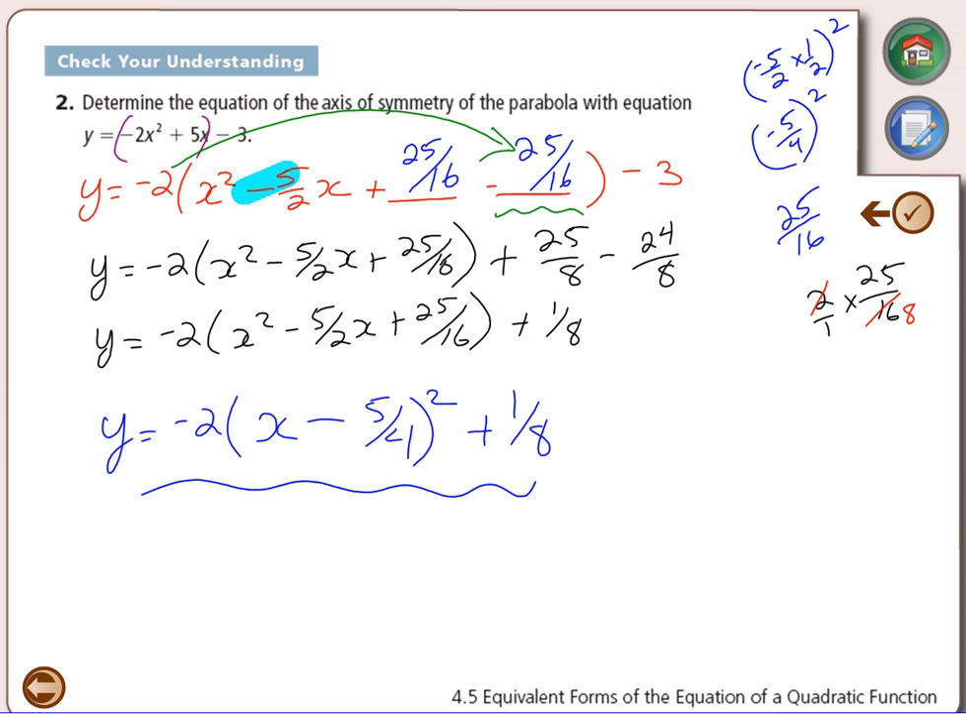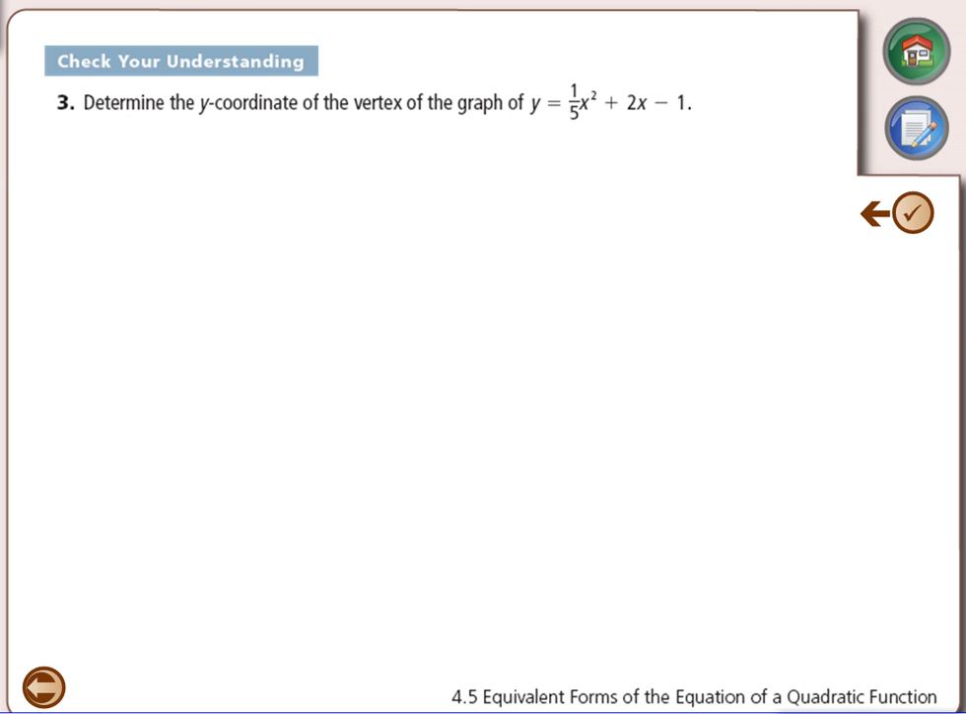I can figure out, this time I want to know the axis of symmetry. Perfect. It's right here. X minus 5 over 4 equals 0. X equals 5 over 4. Done. All right, last example for you.